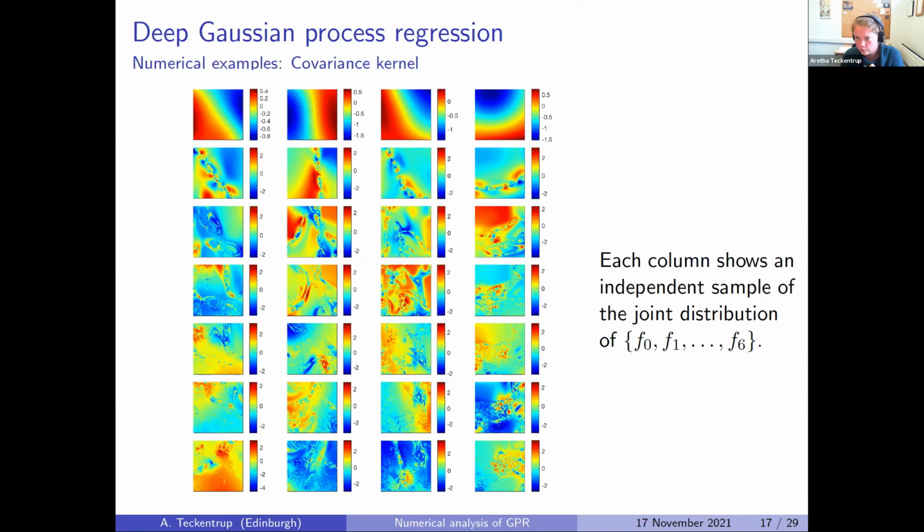These are now independent samples of deep Gaussian processes and the different layers in the Gaussian process. Each column is an independent sample, and each row corresponds to one of the layers in the deep Gaussian process. The first row is all of the F_0s, the second row is all of the F_1s, and so on.